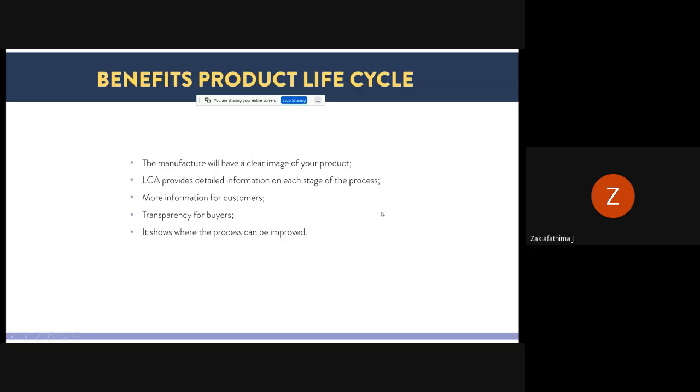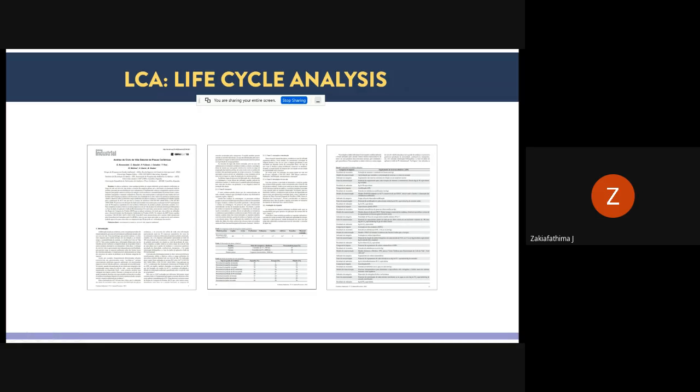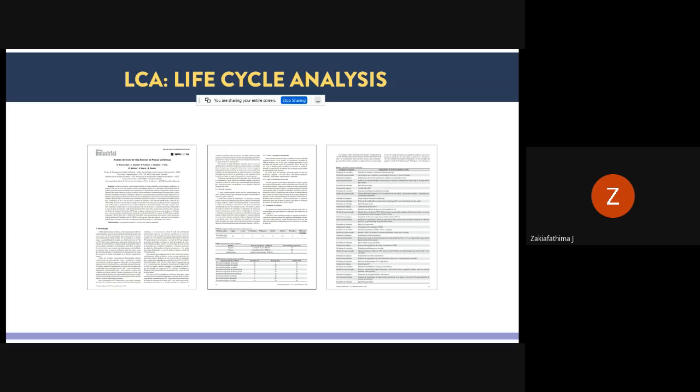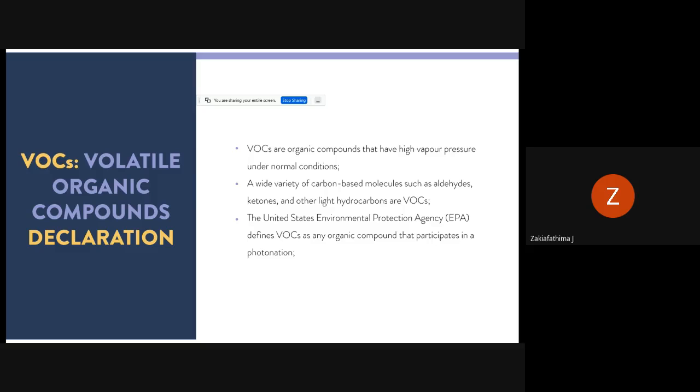Okay, so how exactly do you go about doing a life cycle analysis? Use the same approach as the environmental company I mentioned to you. You have certain companies that will analyze the whole product and document it for you. Next is your volatile organic compound declarations.